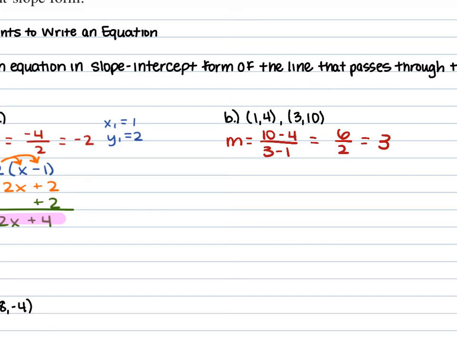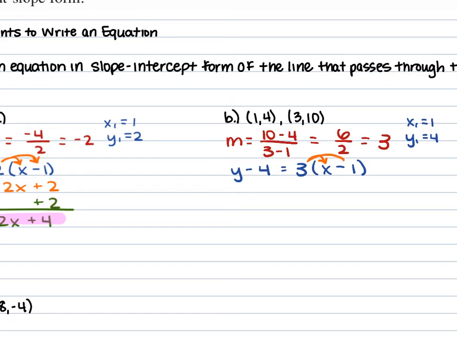Now, when I choose my points here, I'm going to choose my (1, 4) because they're smaller numbers. So I'm going to plug that in. So my x1 is going to be 1. My y1 is going to be 4 in that point slope form. So y minus y1, which is 4, is equal to my slope times x minus x1, which is 1.